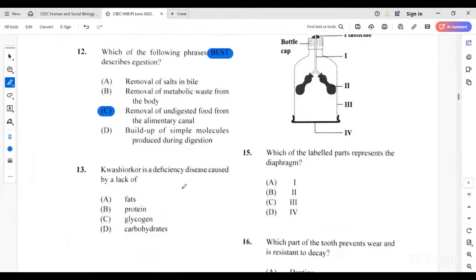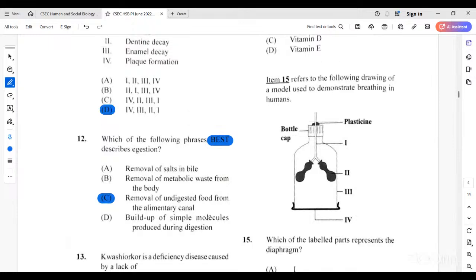Kwashiorkor is a deficiency disease caused by a lack of protein. A lack of fat will just make you skinny. A lack of glycogen, right? It means you have low blood sugar. A lack of carbohydrates kind of makes you tired, skinny, right? So a lack of protein will give you that disease.